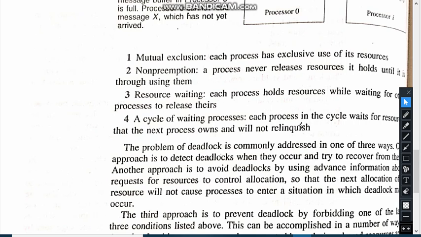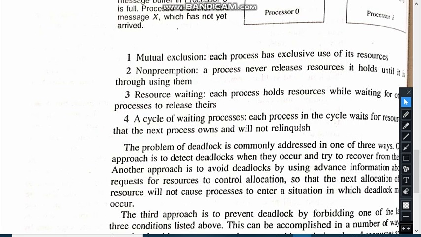So let's understand what we mean by mutual exclusion. Here each process has exclusive use of its resources. It means that there should be a resource that can only be held by one process at a time. So there will be one single instance of each resource, and it is held by a single process at a time.